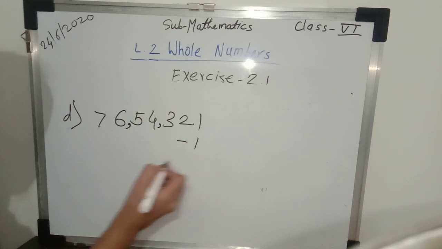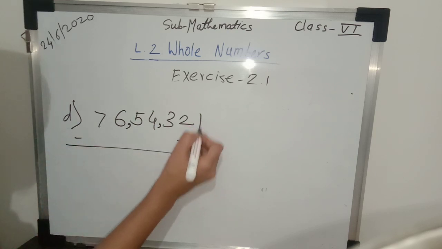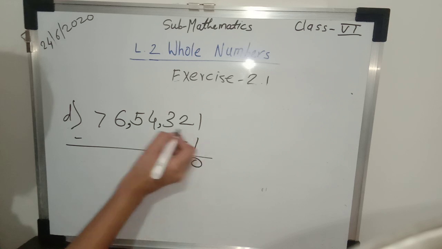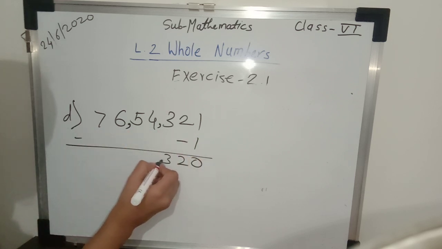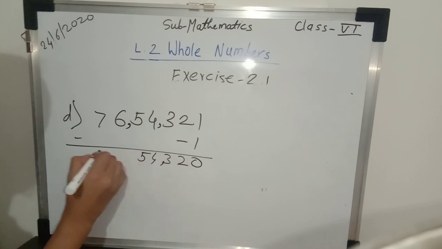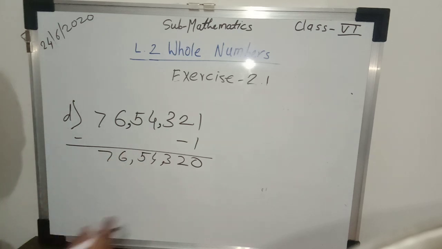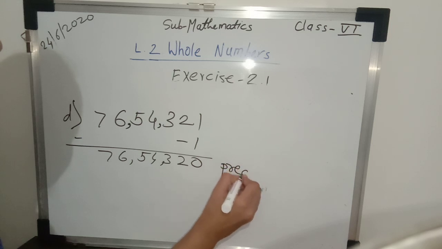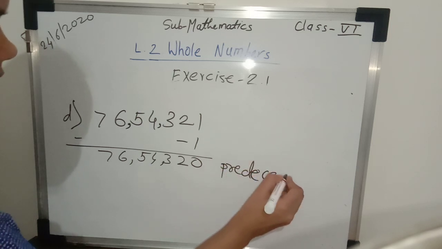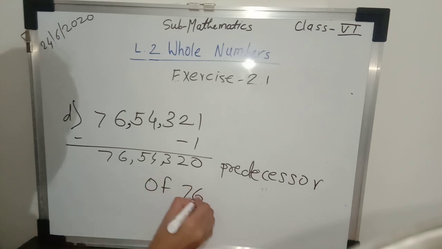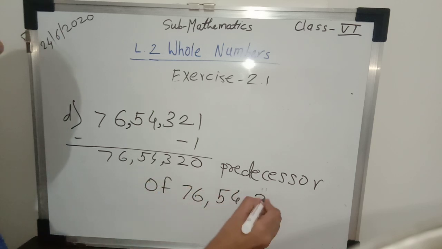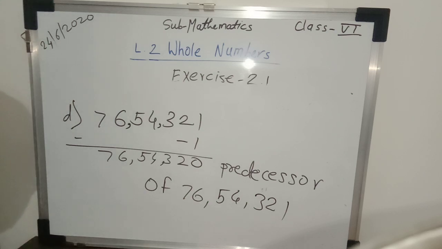So minus 1 again here. So 1 minus 1 is 0, and write the other numbers as it is, because we only have to subtract 1. So this is the predecessor of 76,54,321.